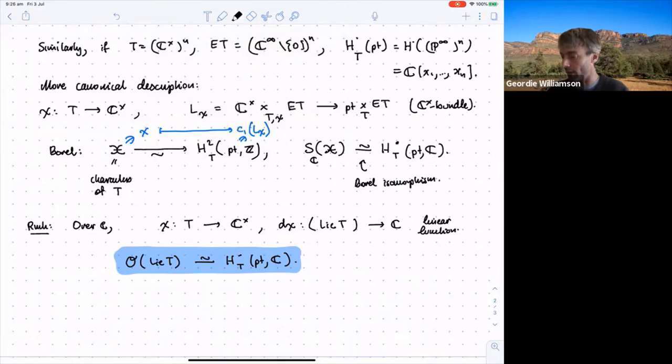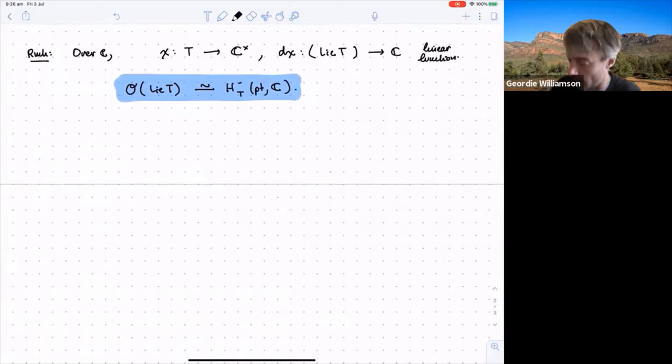Okay, and just a remark. I guess I'm kind of hoping that you've seen some equivariant homology before, and I'm just kind of reminding you of some things.